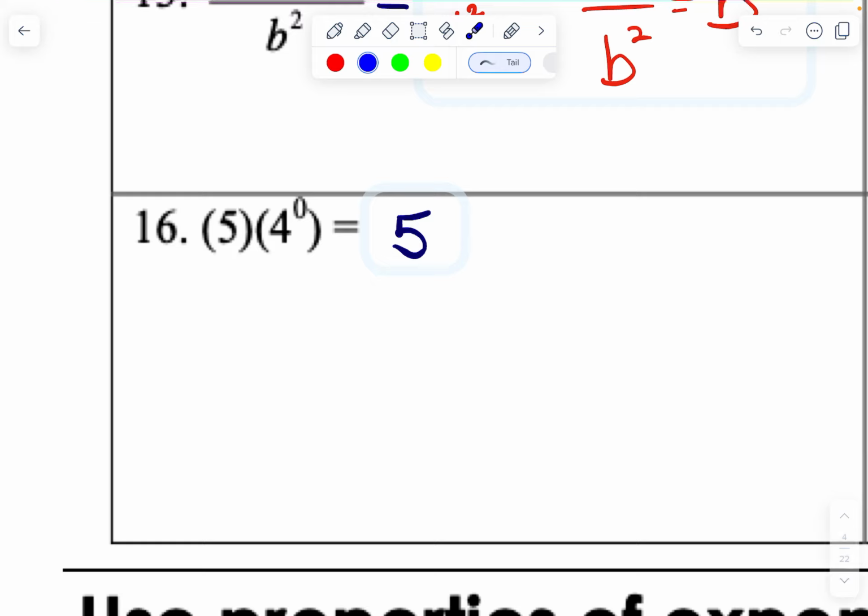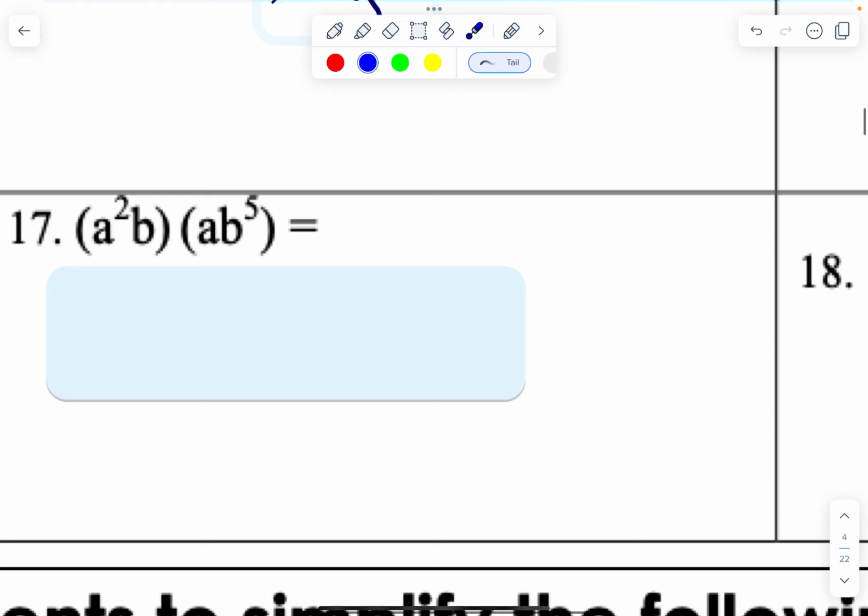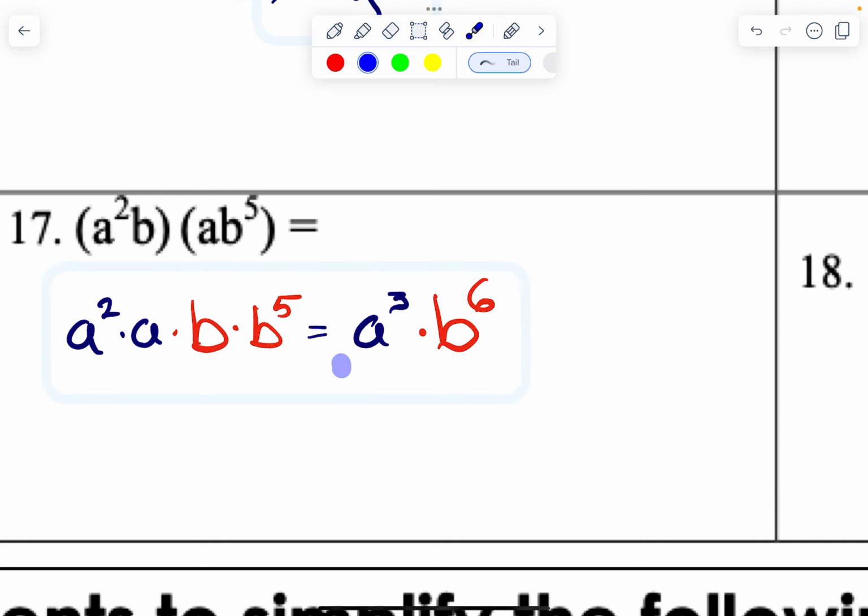5 times 4 to the 0 is the same thing as 5 times 1, which is just 5. A squared times a gives me a to the cube, or a to the 3rd. And b times b to the 5th gives me b to the 6th.